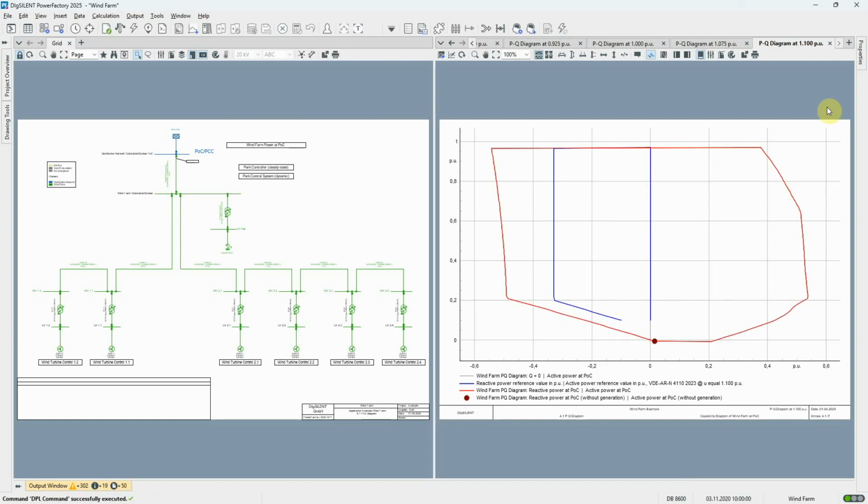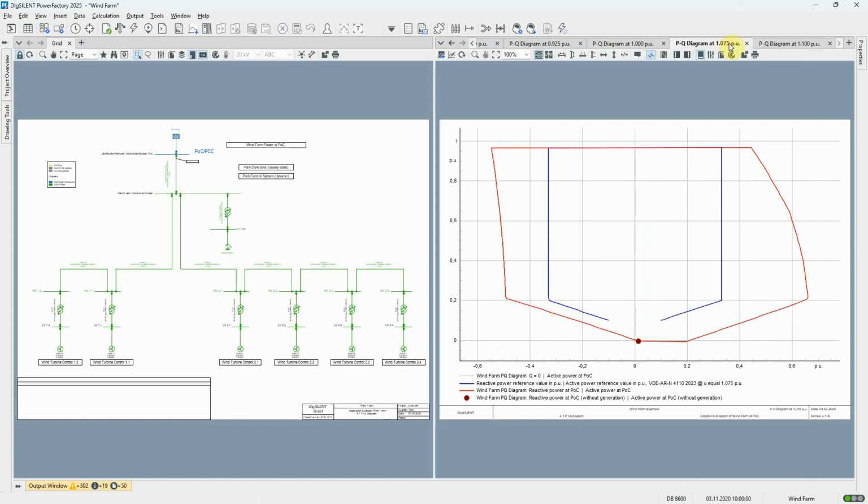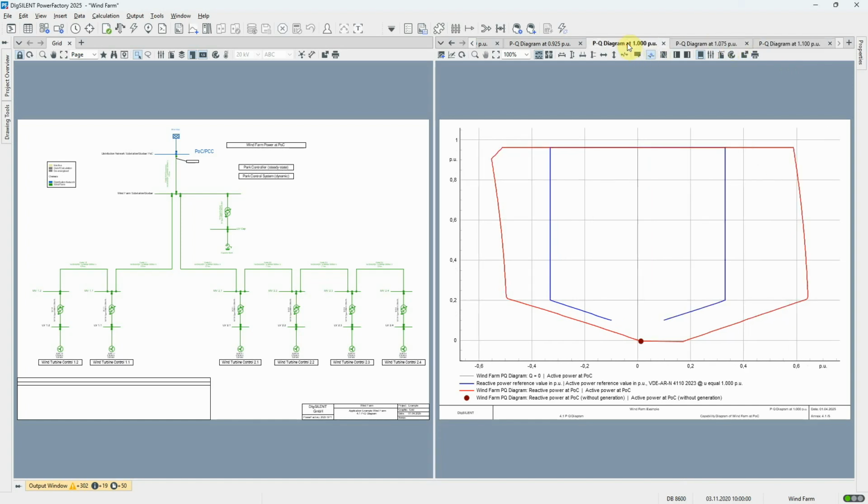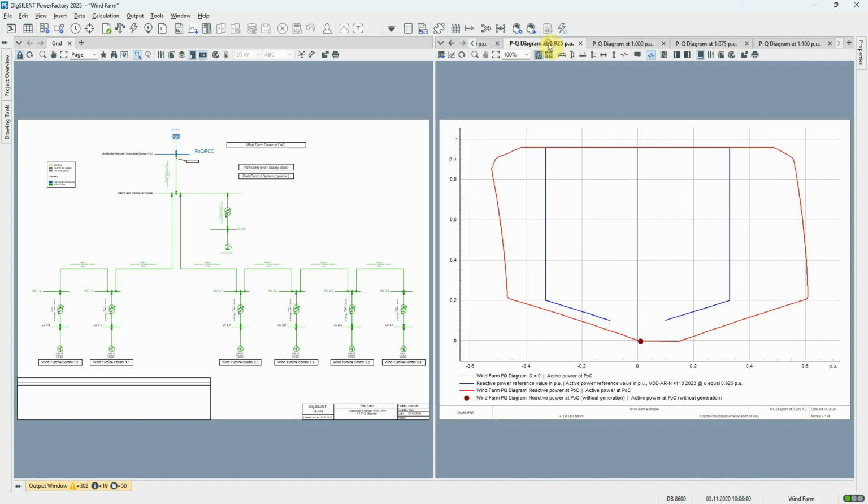Starting with the diagram at 1.1 per unit voltage, this red curve shows the capability of the wind farm, and the blue curve the minimum requirements of the standard. We can see that the requirements are all met for this voltage level because the capability curve lies entirely outside the requirements curve. Similarly, for the other voltages, we can see that the power plant can deliver more reactive power than is required by the standard.